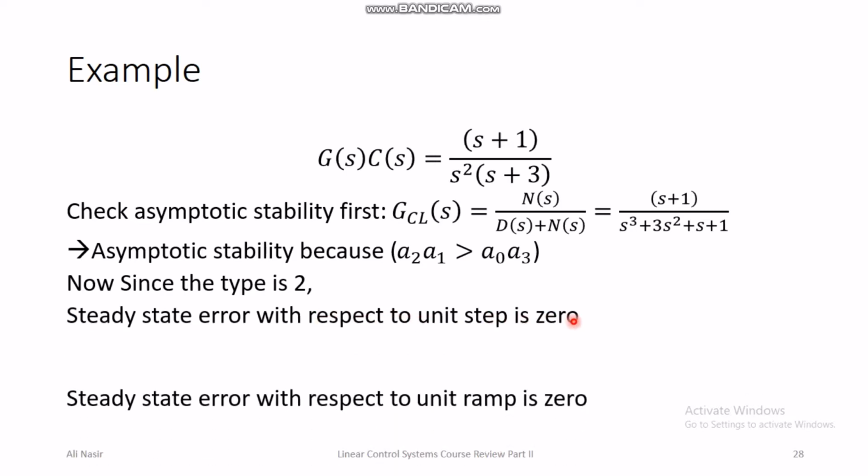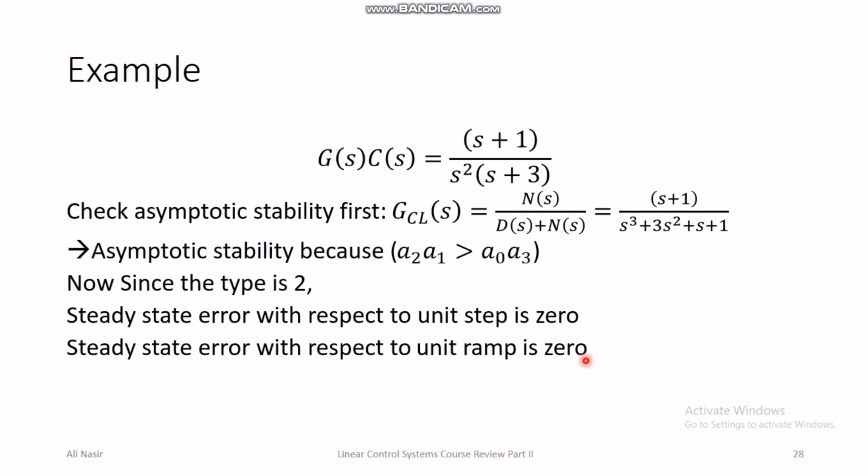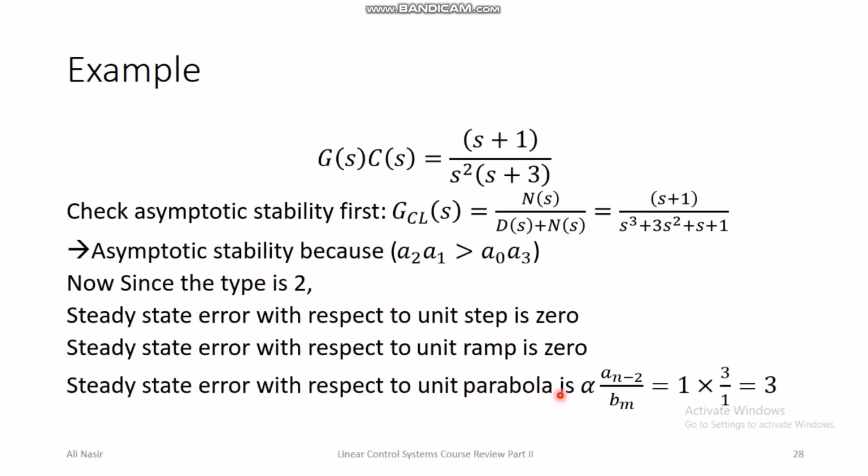Steady state error with respect to unit ramp is also 0 for type 2 systems, but steady state error with respect to parabola for type 2 systems is alpha into An minus 2, which is the coefficient of s square, which is 3 in this case, divided by the constant coefficient in the numerator, which is 1. And since this is unit parabola, alpha is also 1, so the error will be overall equal to 3. So these are the examples of steady state error for systems of different types.